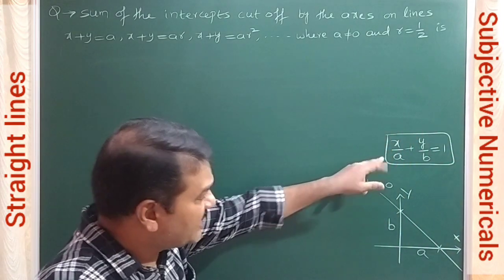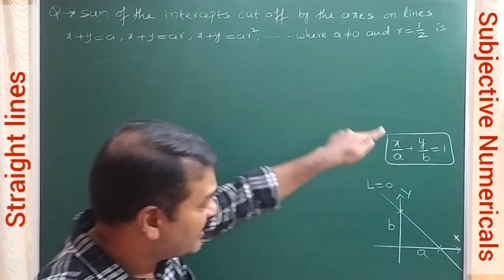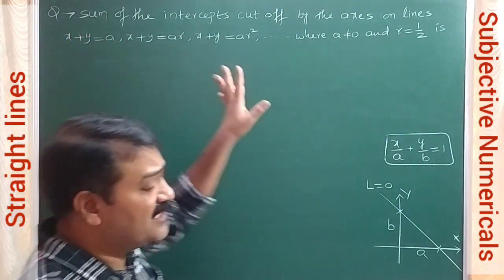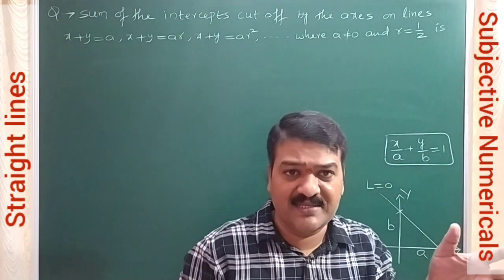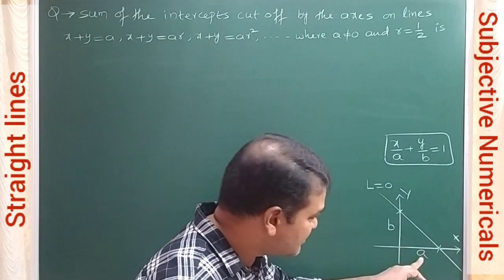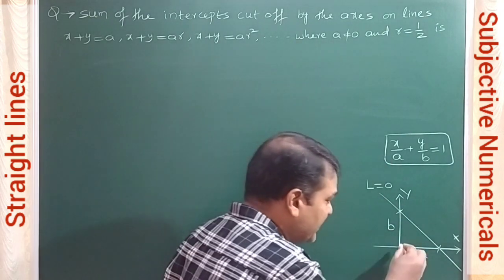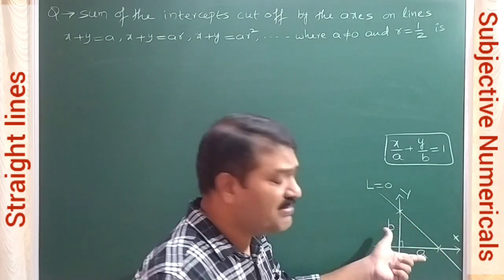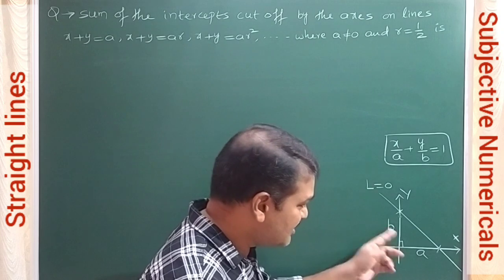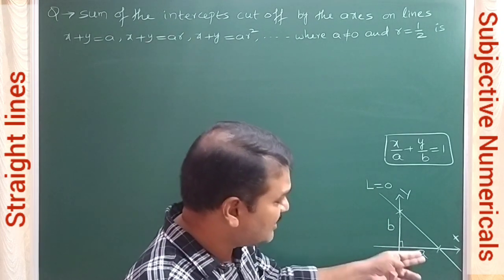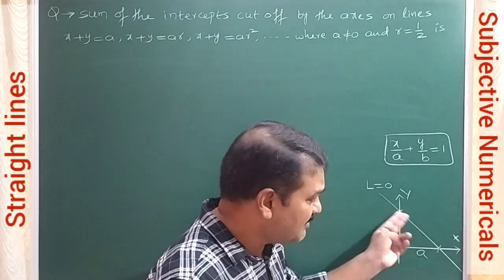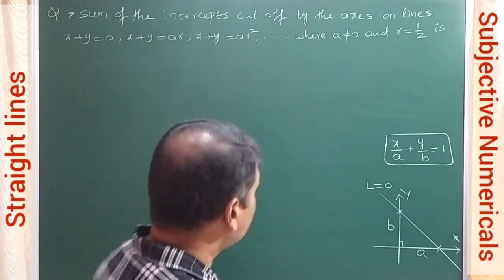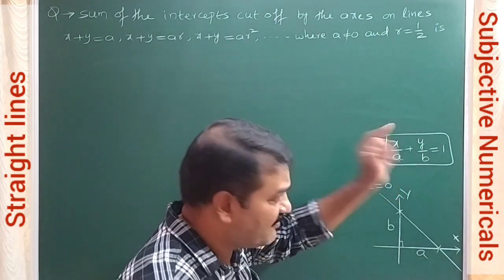So when we write the equations in this form, automatically we can identify what is the x-intercept and what is the y-intercept. When we get the x and y-intercepts, we can get the intercept cut off between the axis using Pythagoras theorem. This is nothing but a right angle triangle. So when you know x and y intercepts, this length can be found using Pythagoras theorem. So let us try to write every line in intercept form.